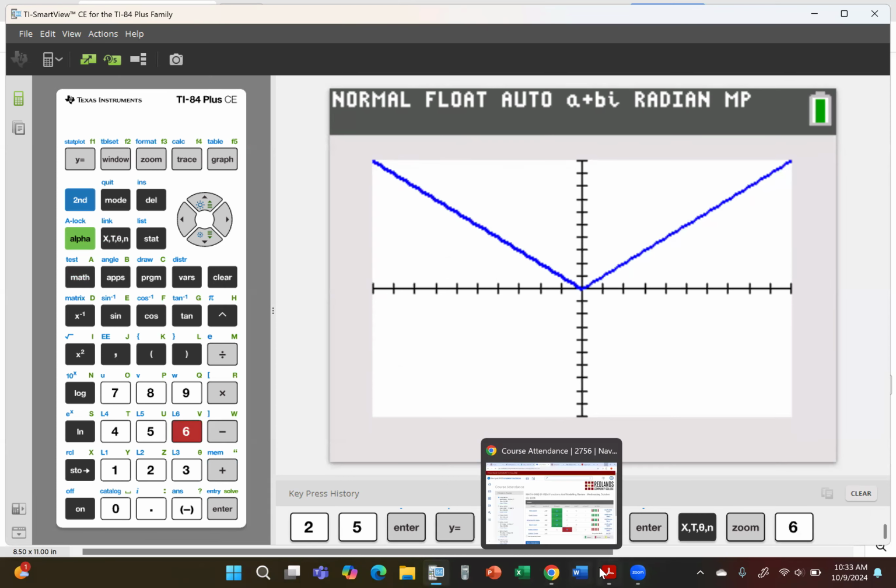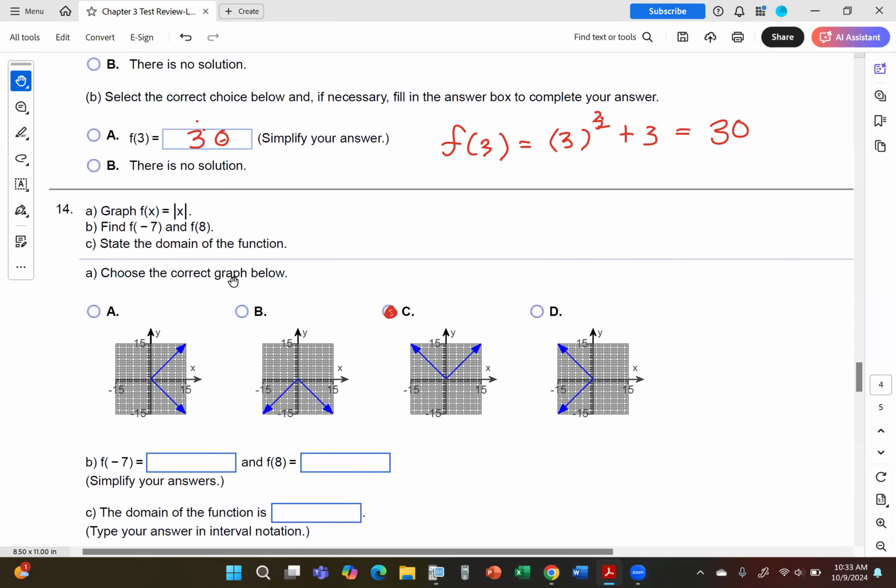Now, the other thing I know, it can't possibly be A or D. It cannot be A or D. Nope, nope, nope, nope. And I know that because neither one of those are functions. They're not functions because they fail the vertical line test. I can draw a vertical line through it and hit the graph in more than one place. And I know it's not B because there's no negative in front of it.